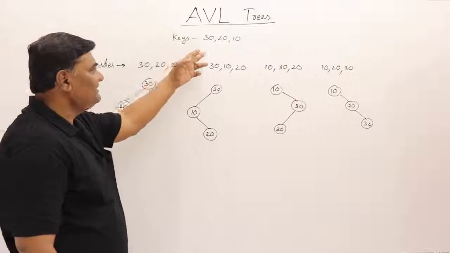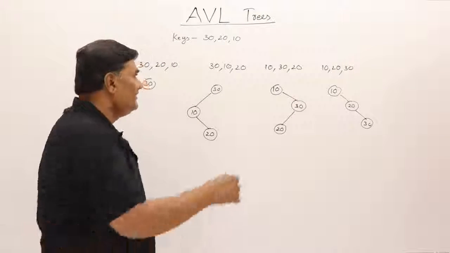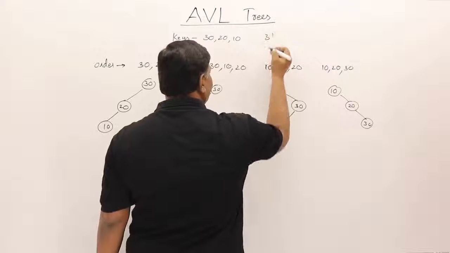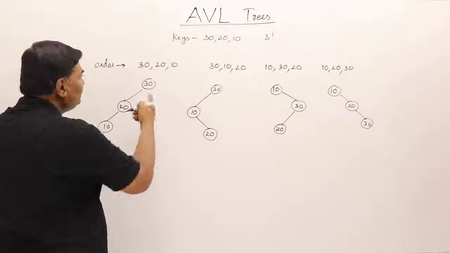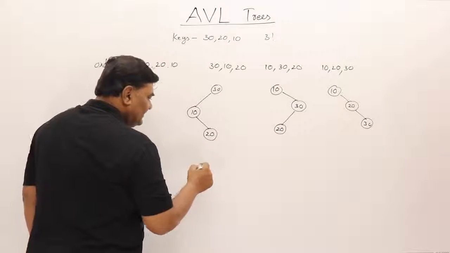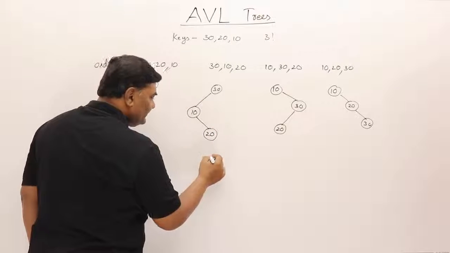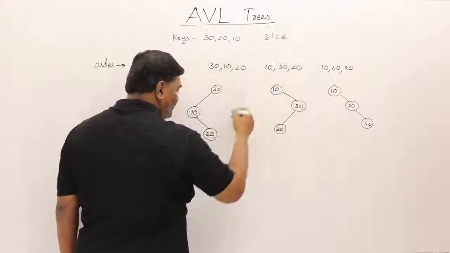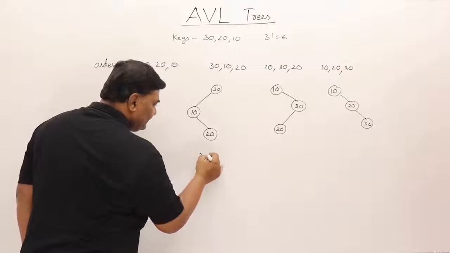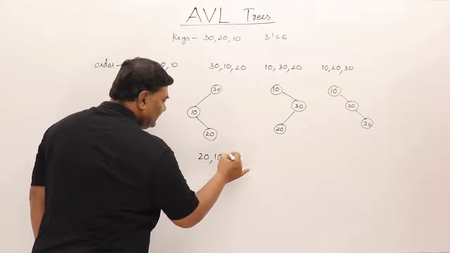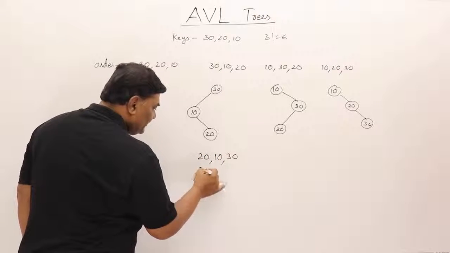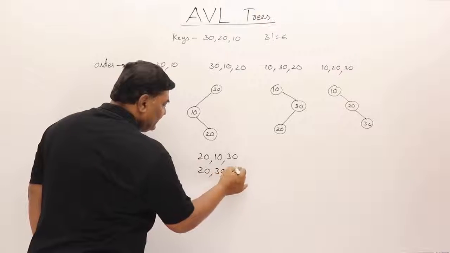So for 3 keys, how many orders are possible? 3 factorial orders are possible, that is 6 orders. So 4 I have already taken, so I will take 2 more. That is 20, 10 and 30, or 20, 30 and then 10.